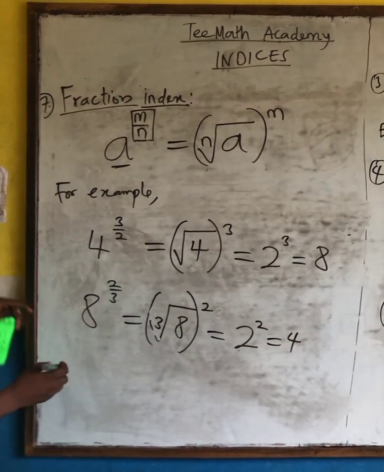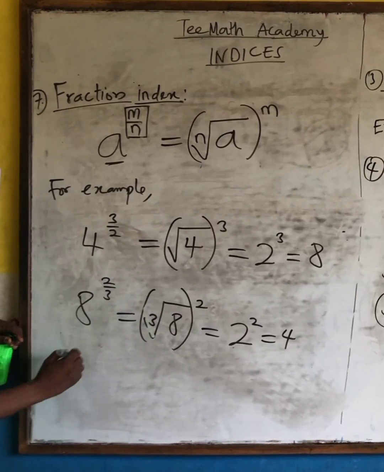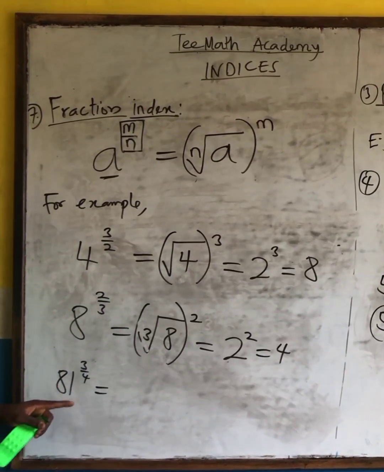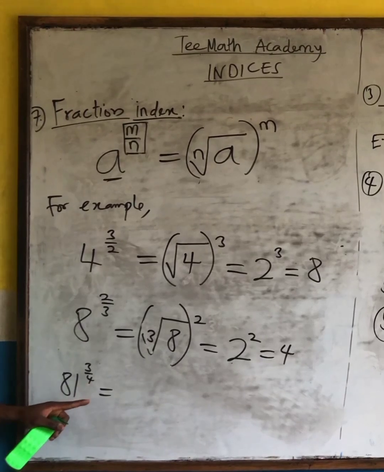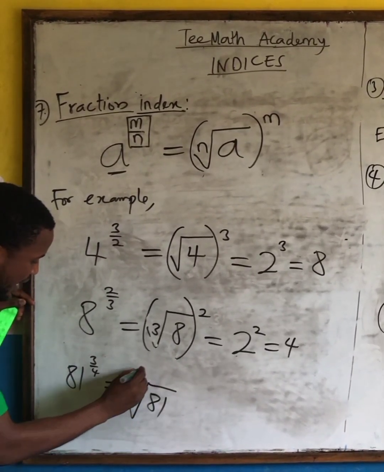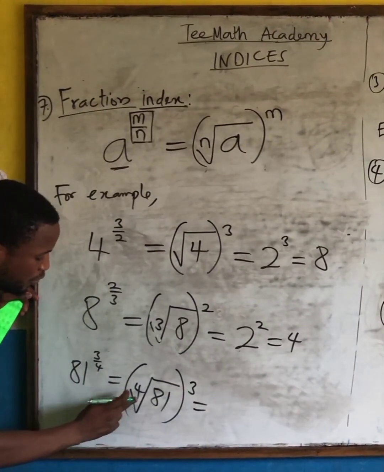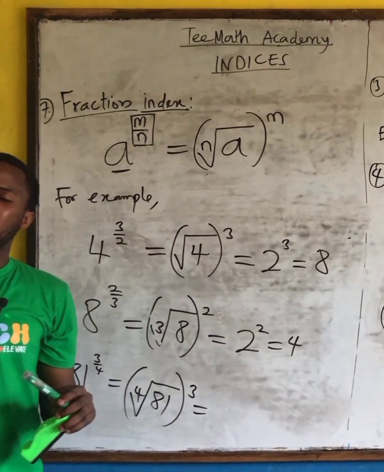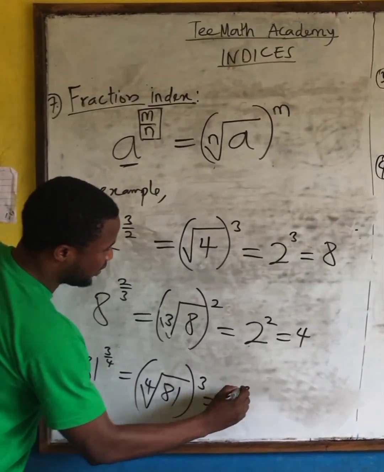We have other examples. Let me just add one more. Also do this. 81. How do I solve this? Our denominator is 4. That will be the 4th root. Very good. The denominator is 4, and that is the number you multiply 4 times, the same number. That is 3.